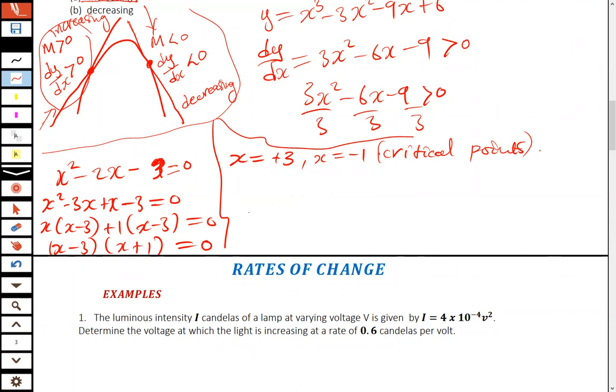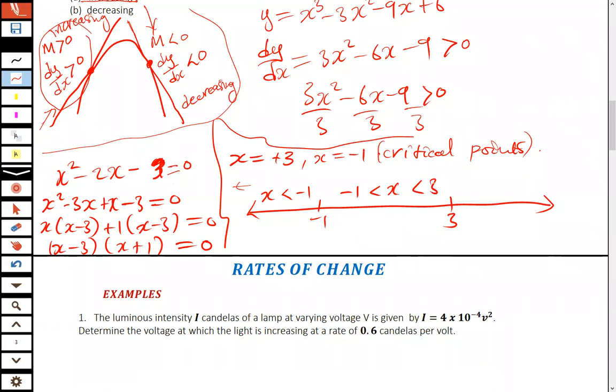So after finding this, we now draw the number line. We put these numbers, we have negative 1 there, and then we have 3 there. So the values below negative 1, we say x is less than negative 1, these are numbers going this side. And then we have numbers between negative 1 and 3. Then we also have the numbers which are greater than 3. So we say x is greater than 3.